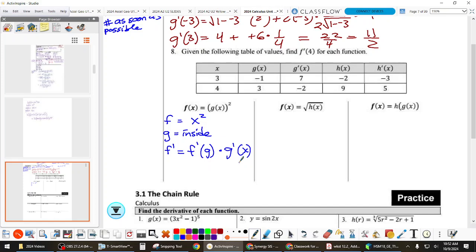Okay, well, what's F prime? And by the way, I didn't mention this, but we're doing F prime of 4. So F prime of 4 means to plug 4 into G. So G of X, G of 4 is 3. And then G prime of 3. And then G prime of 4. G prime of 4 is -2. Okay? Everybody good on that?